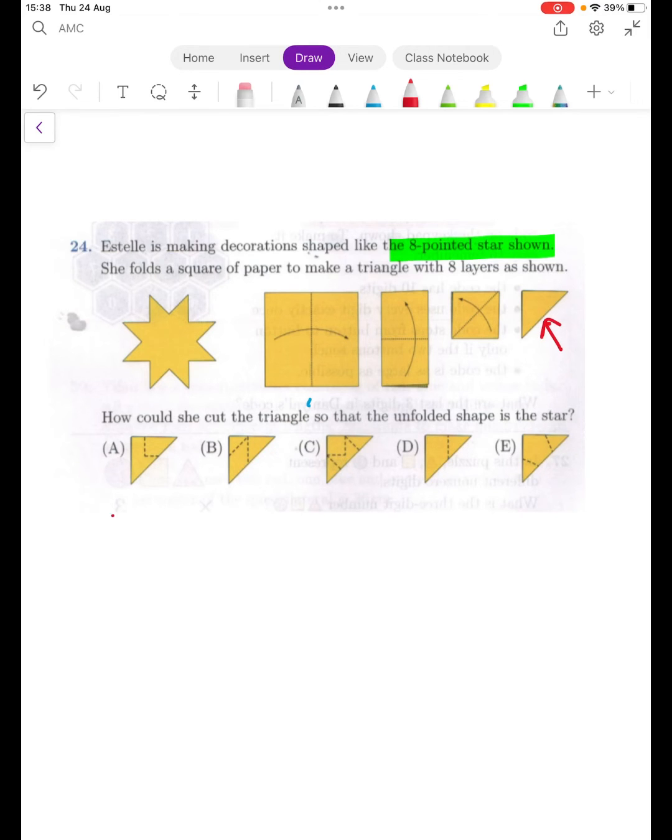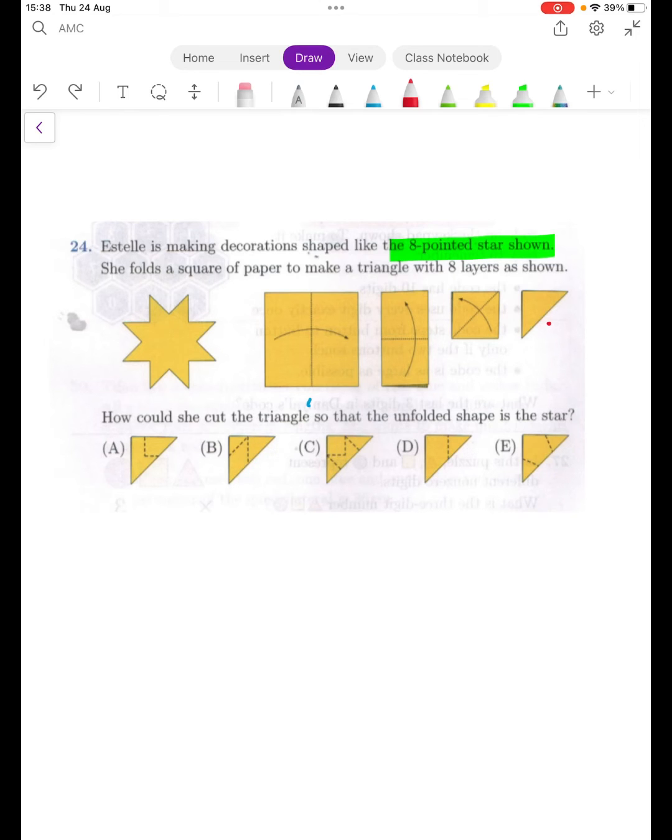So from here, in this shape, which of these cuts should she make to finally get an output like this? Now, for the people who have good visualization, they can think about it and get the answer straight away. For people like me who do not have good visualization, this is a method that I use, and I'm going to show you, and you can use that.